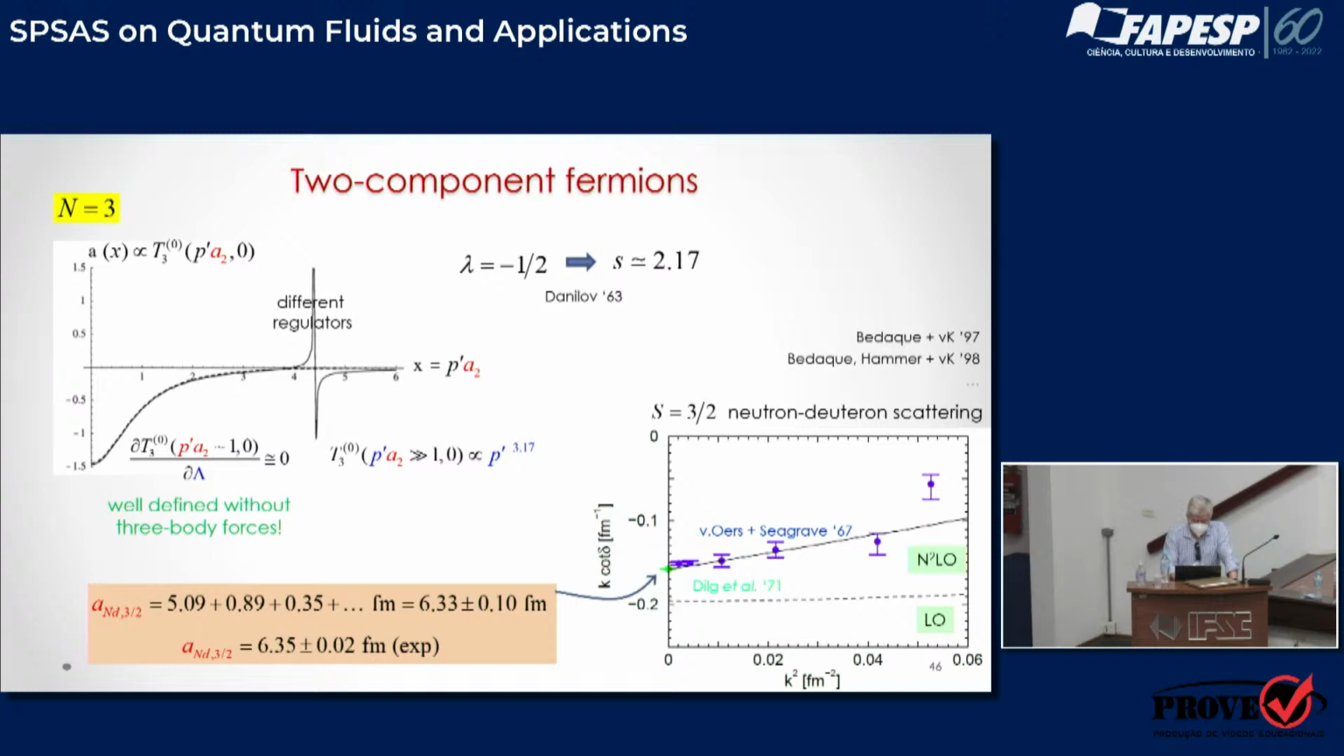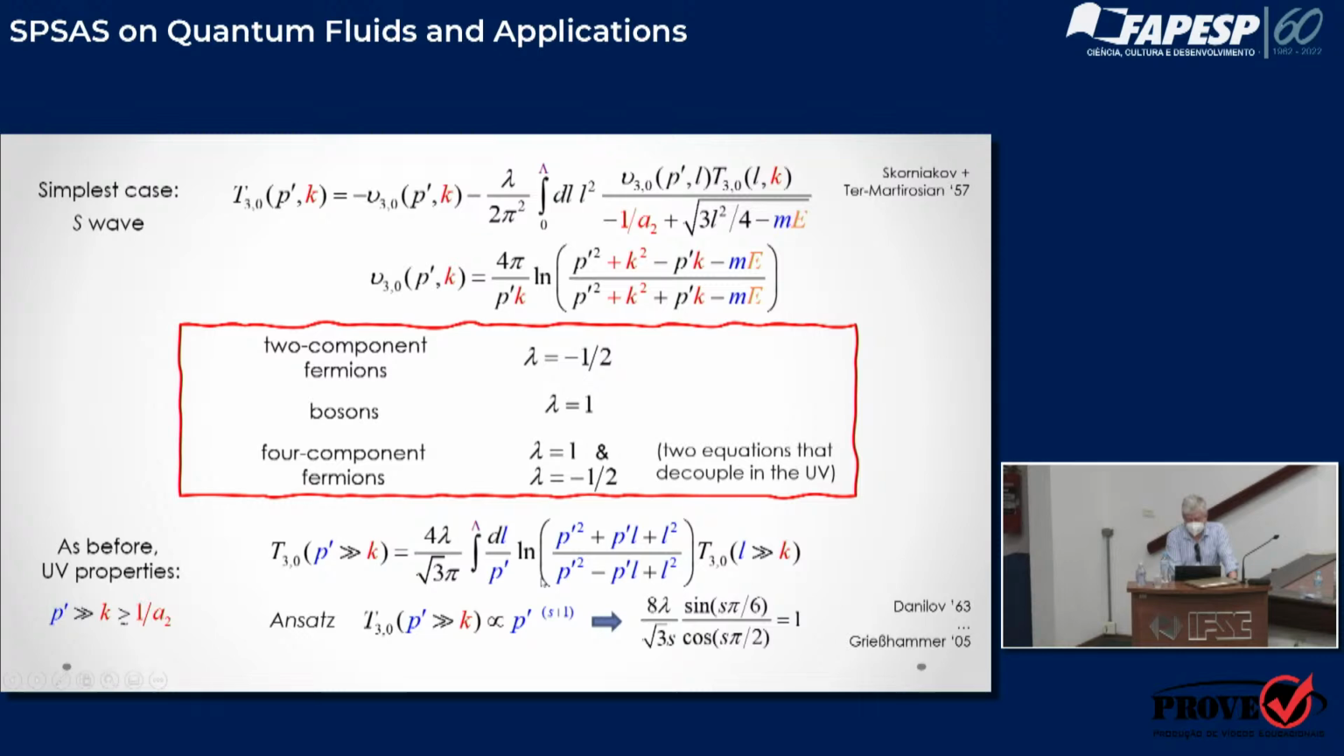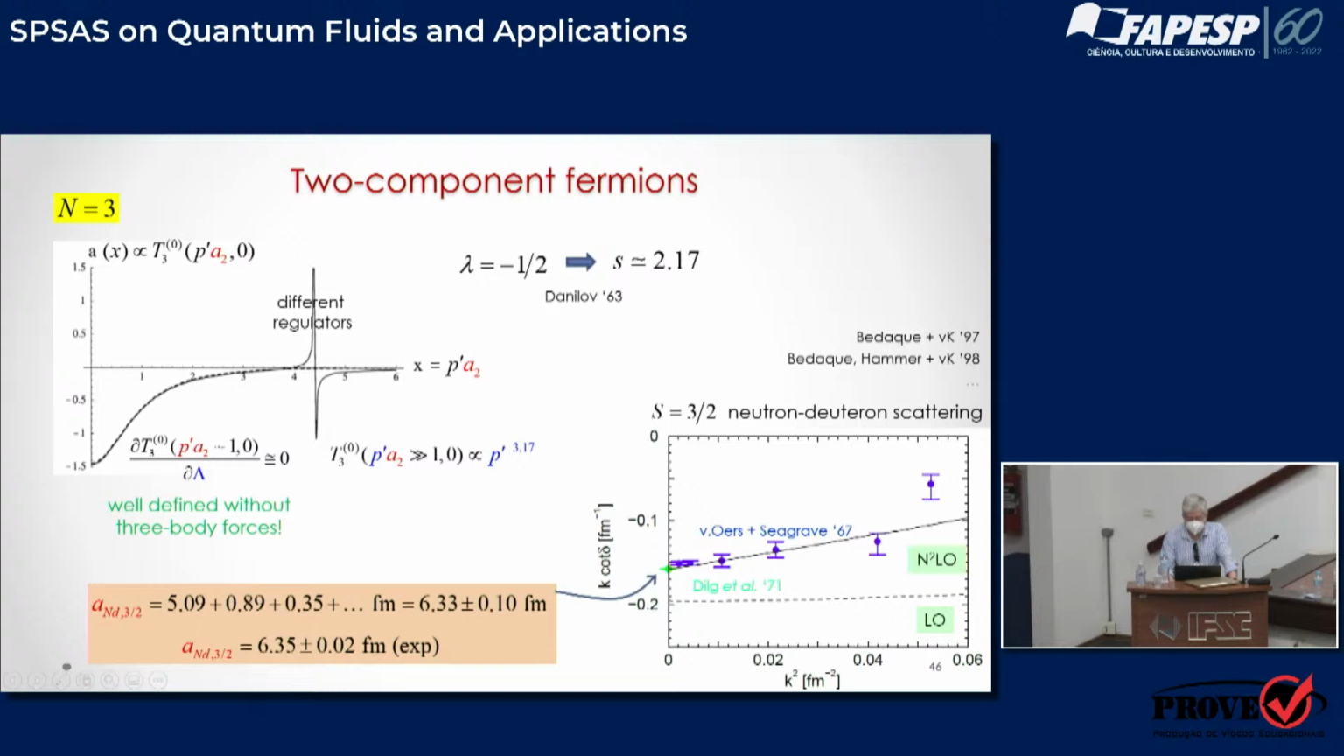So if you solve that equation that I mentioned before, for lambda equals minus a half, you find that the asymptotic power should be some number, 2.17. Which means that the amplitude at large momenta should go as 1 over p to the s, with s being 2.17, so it should go as p prime to the minus 3.17. And indeed, if you calculate the equation explicitly on the computer, you are going to see that, of course, the behavior is a bit dependent on the regulator, but asymptotically has this power.